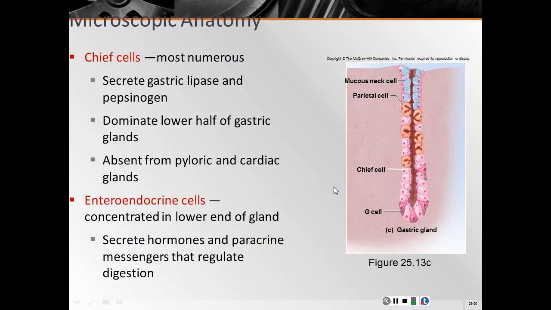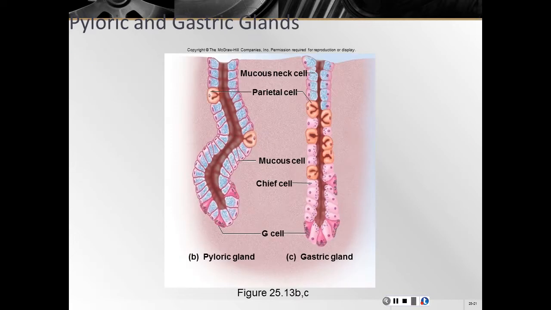And then our last cell, called the enteroendocrine cells, secrete hormones and paracrine messengers and are found mostly in the gastric and pyloric glands. There are at least 8 kinds of enteroendocrine cells, each of which produces a different messenger. So here you see the difference between the pyloric and the gastric gland.